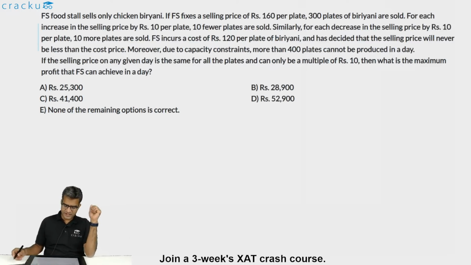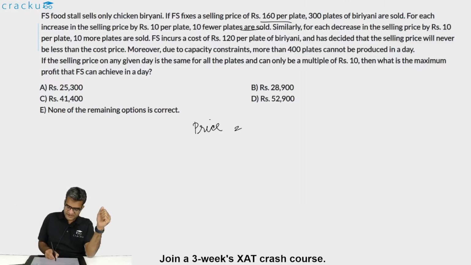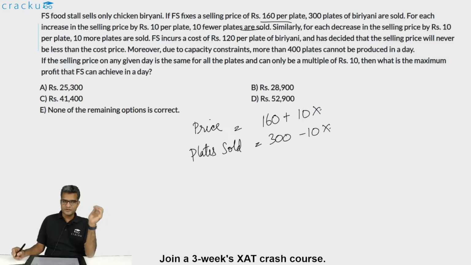In this question, we are told that the selling price is fixed at 160 per plate. 300 plates of biryani are to be sold. For each increase in selling price by 10 per plate, 10 fewer plates are sold. So let us assume that the price is 160 plus 10x. Then the number of plates sold will be 300 minus 10x. Because if it is 160, 300 plates are sold. Whenever you are increasing it by 10 rupees, 10 plates less are sold.